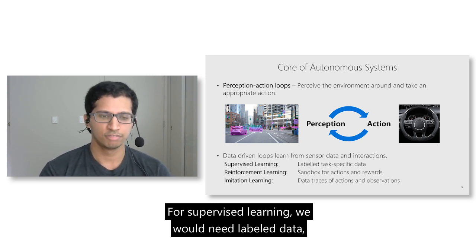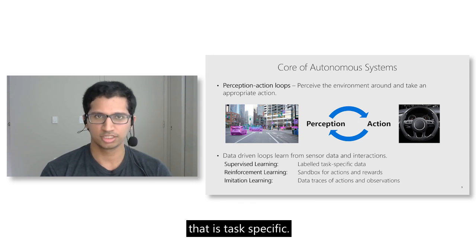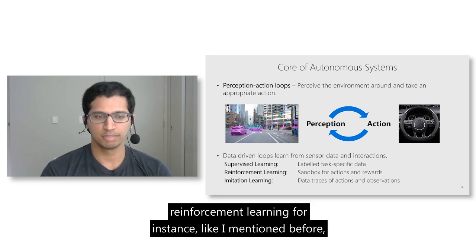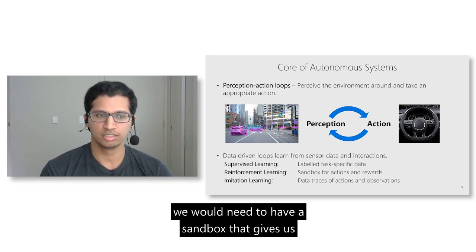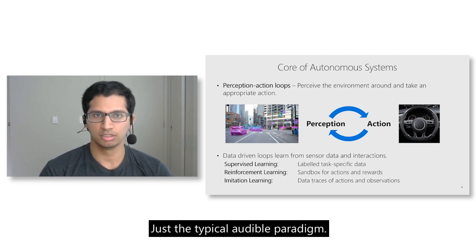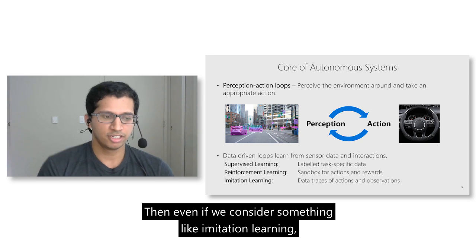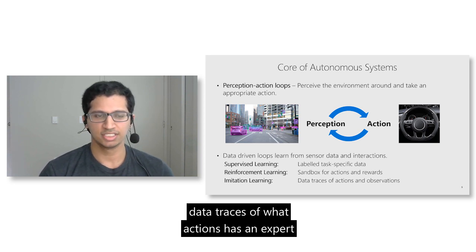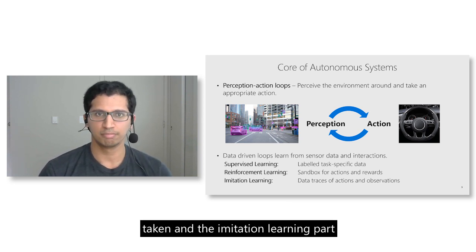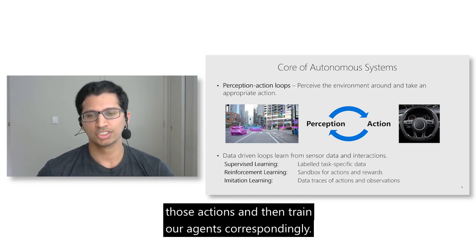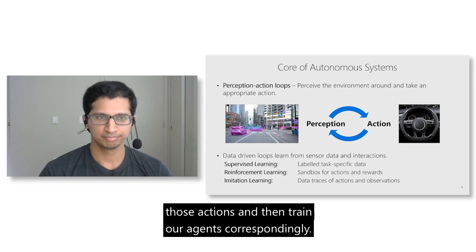If we look at the typical classes of learning, we have, for instance, supervised learning. For supervised learning, we would need labeled data that is task specific. When we start thinking about reinforcement learning, like I mentioned before, we would need a sandbox that gives us the ability to take actions, and then each action would have a reward, which is the typical RL paradigm. And even if we consider something like imitation learning, which is like a subset of supervised learning, we would need data traces of what actions an expert has taken. The imitation learning part is about imitating an expert. So we need expert data, and then we would have to take those actions and train our agents correspondingly.